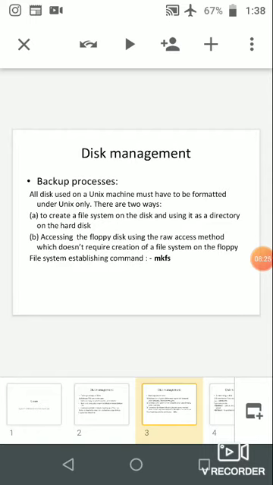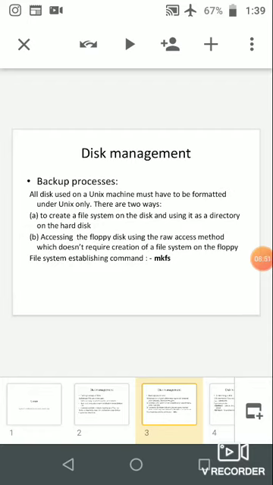And to do this, we have to mainly do two things. First thing we have to do is to establish a file system on it using the mkfs command. And later on in the slide, you can see that mkfs command is there. This is actually the file system establishing command, mkfs.